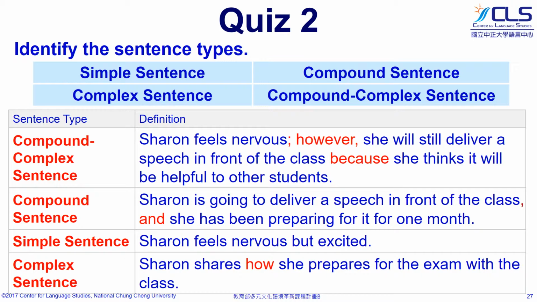the two independent clauses. And the third one is a simple sentence with only one subject, Sharon, and one verb, feels. Finally, the last sentence is a complex sentence. The noun clause, how she prepares for the exam, is used as the object for the independent clause.